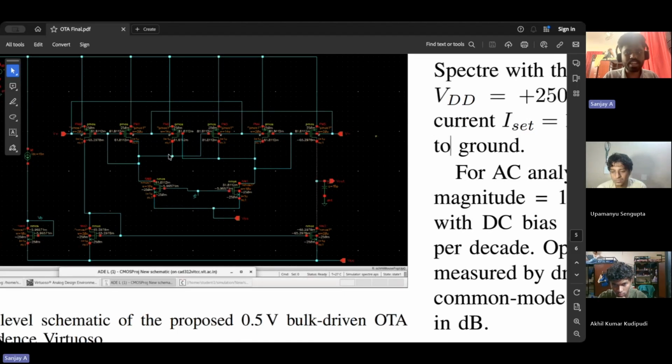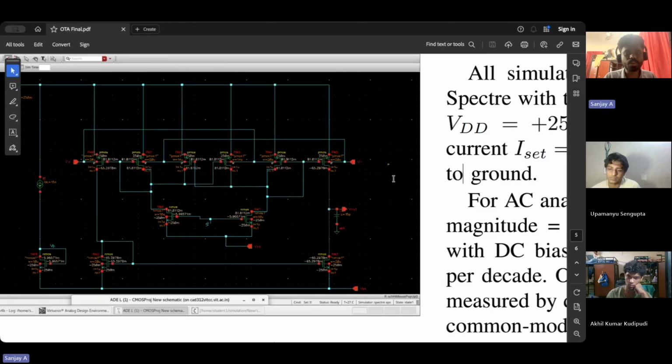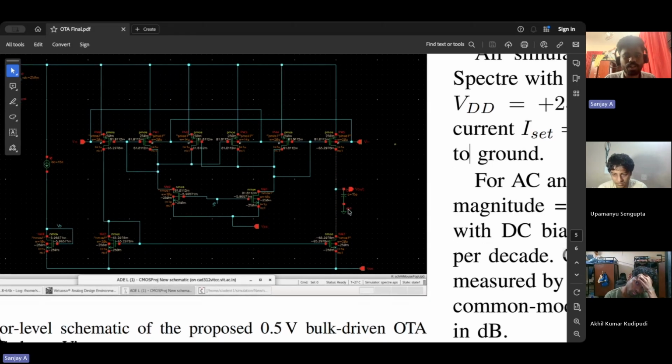In an OTA whose gain is given by GM into RO, maximizing RO is critical when GM is already reduced because we are using the bulk terminal. At subthreshold bias currents in nanoampere range, ID is tiny. R naught can reach hundreds of mega ohms with channel length of 1 micrometer, giving us the gain we need without any additional cascode stages. That would eat into our 0.5 volt headroom. This is not a compromise, this is a deliberate, elegant solution to the gain headroom trade-off.